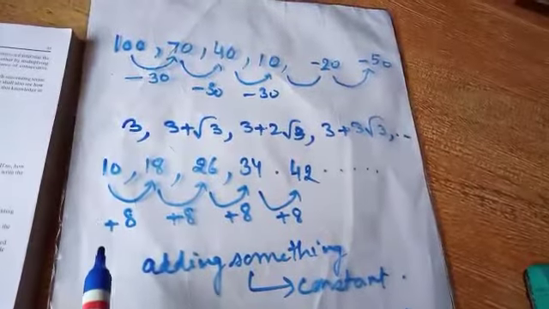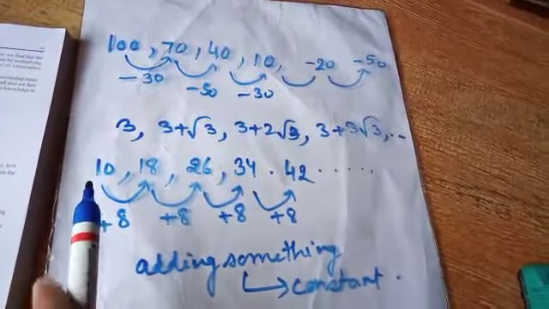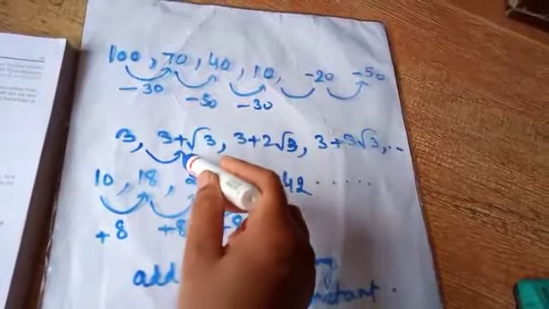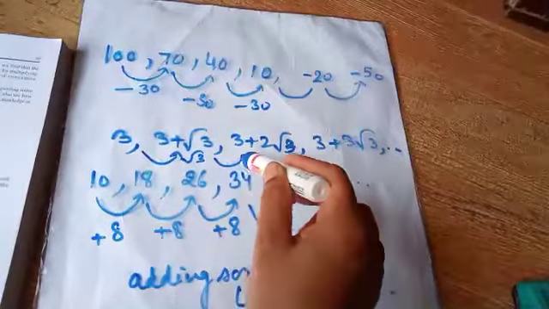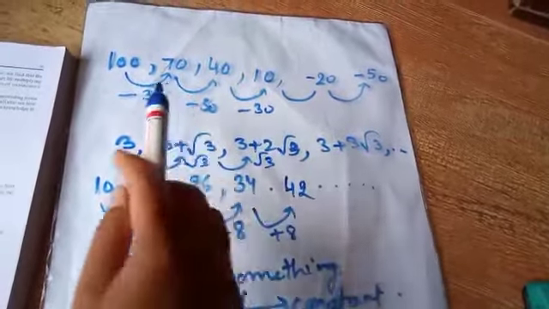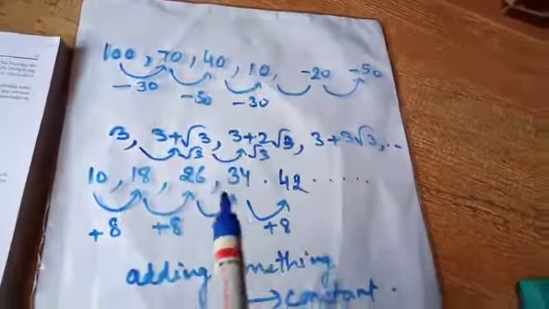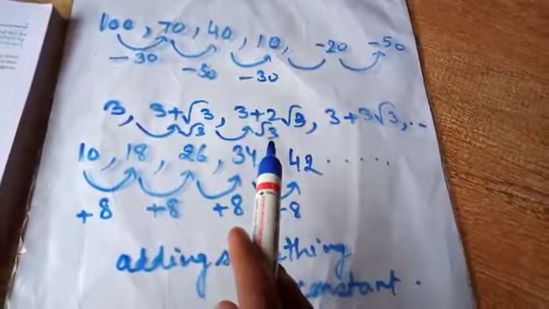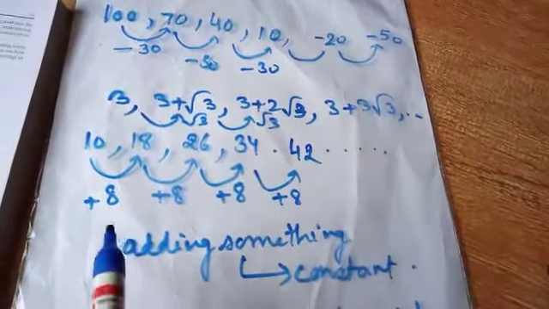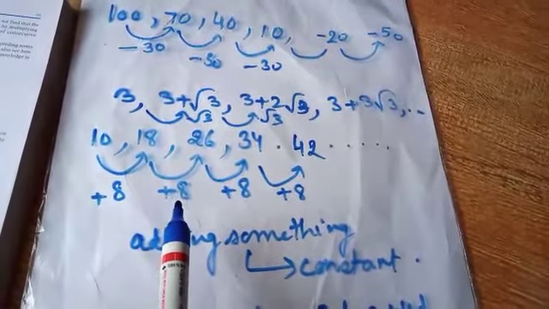100. What is the first term here? 10. Now what am I adding to get the next number? It is root 3. Root 3. So what is the common difference in this first sequence? It is minus 30. What is the common difference in the second one? It is root 3. What is the common difference in the third one?